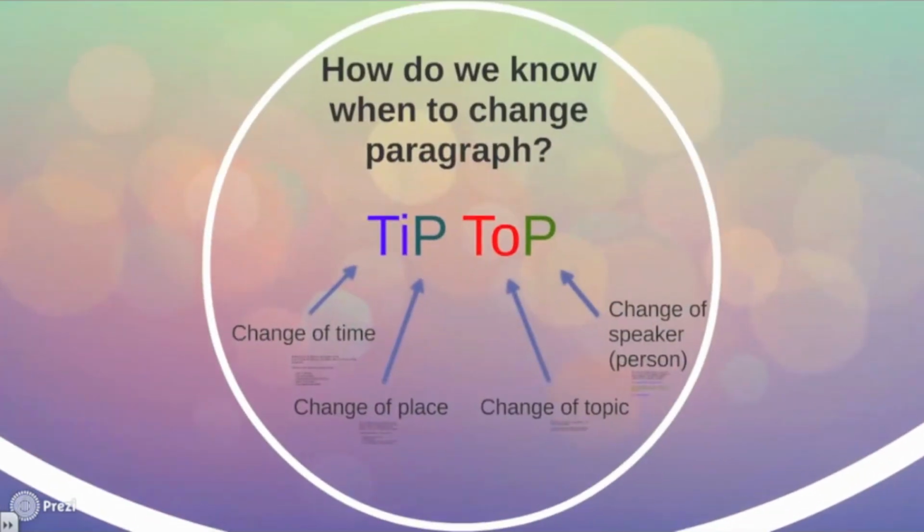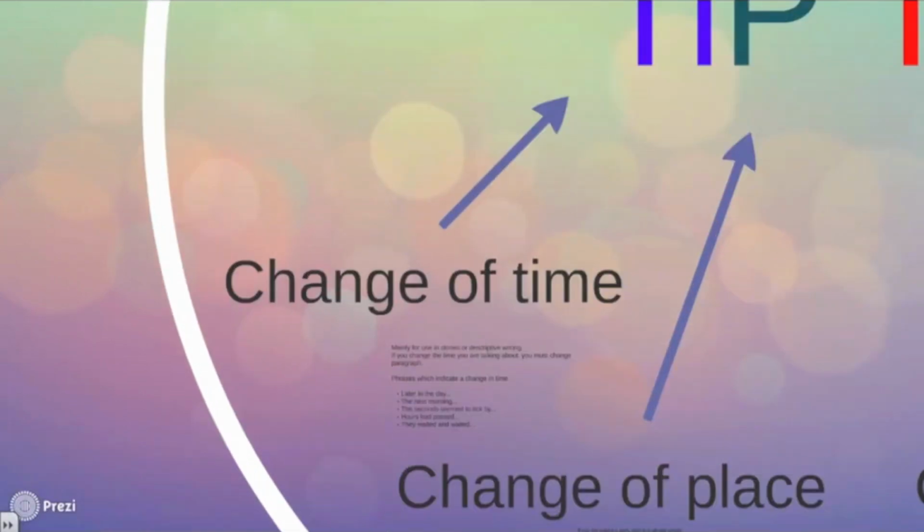So a very simple way to learn how to change paragraphs is what we call tip-top. It's just an easy way of remembering the four different times that you need to change a paragraph. You've got TI, which stands for time, P, which stands for place, TO, which stands for topic, and the second P, which stands for person or change of speaker.